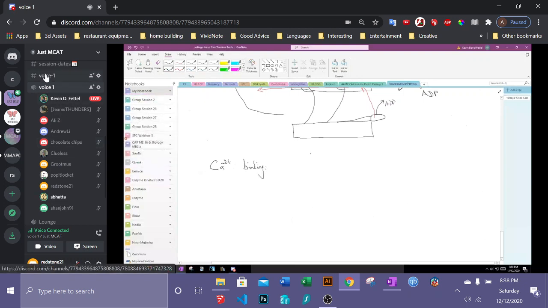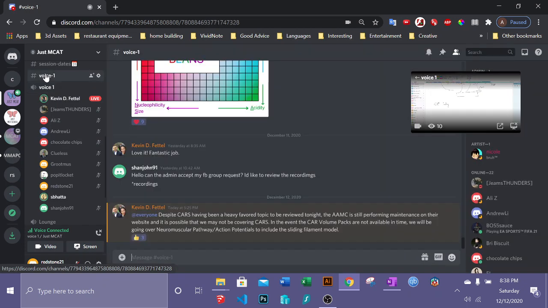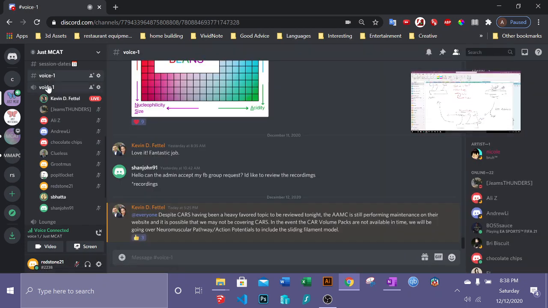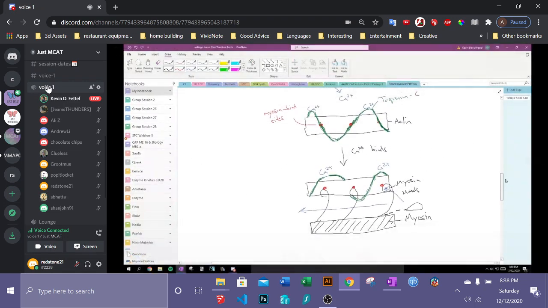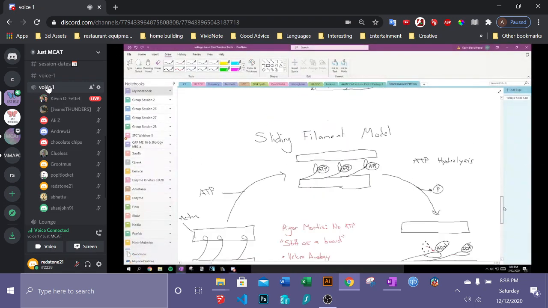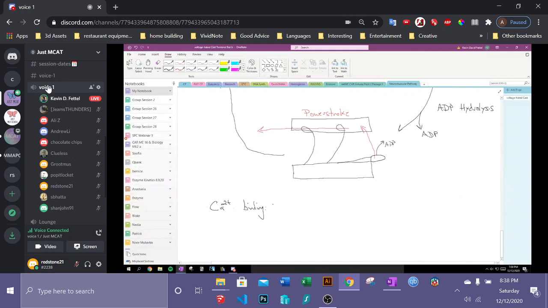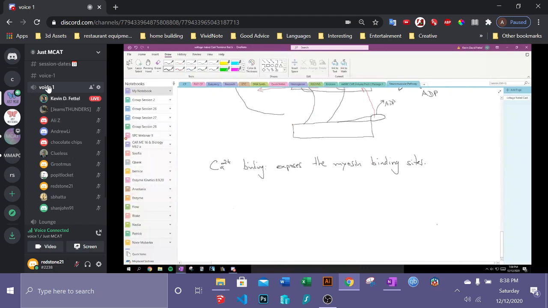Myosin binds to actin. So the calcium, when it binds, we didn't talk about it here in much detail in the sliding filament model, but we did introduce it one step before. When the calcium binds, like you said, it binds to troponin and it exposes the myosin binding sites. Good. You will need to know that for the MCAT.